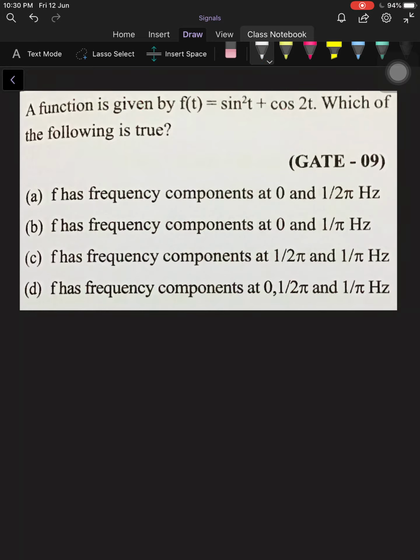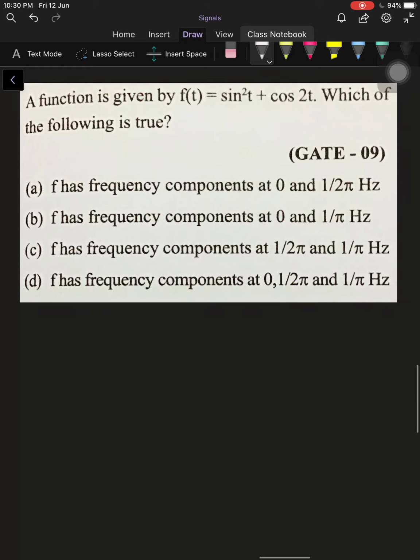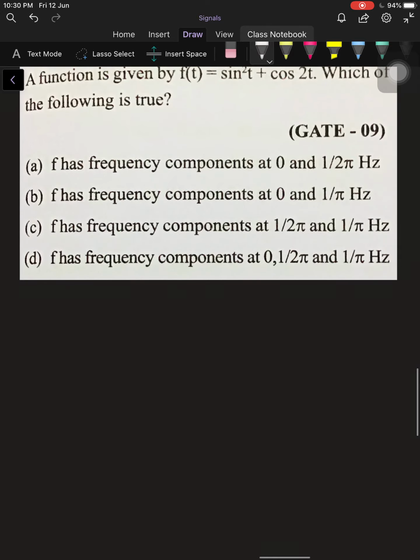So the question says that a function is given by f of t is equal to sine square t plus cos 2t, then which of the following is true? Now I will solve this question in the time domain as well as in the frequency domain. So there will be two approaches for this question. The first one will be using the concepts of time domain.